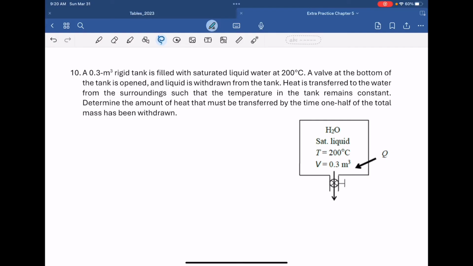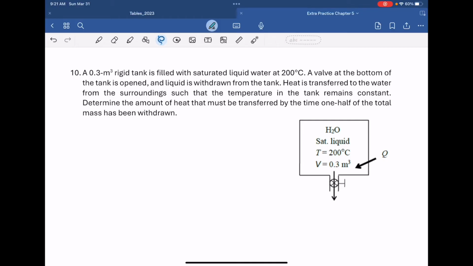Heat is transferred to the water from the surroundings such that the temperature in the tank remains constant. Determine the amount of heat that must be transferred by the time 1/2 of the total mass has been withdrawn. So it decreased by 1/2 after we withdrew the water. Alright, so first, as you notice, we identified this as an unsteady flow device. Once we know this, we can start writing our mass balance, energy balance, and then move forward from there. But they're asking for heat interaction, so the only way to find it is from energy balance.